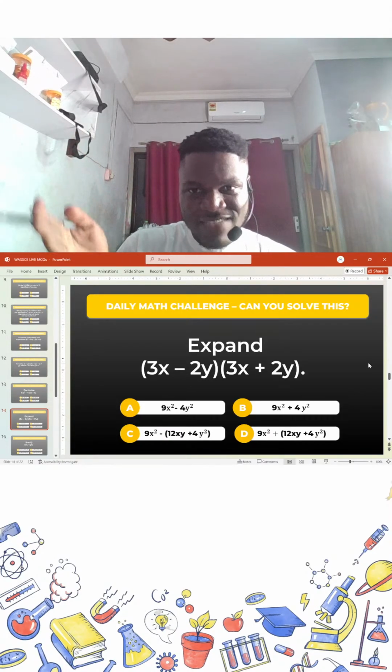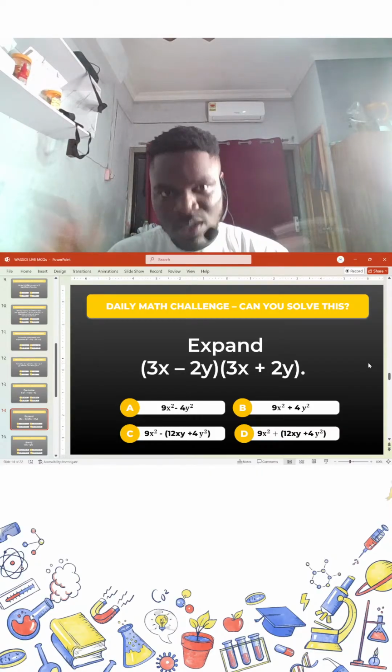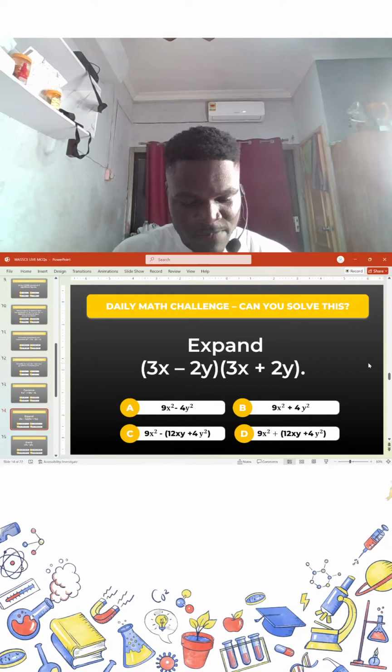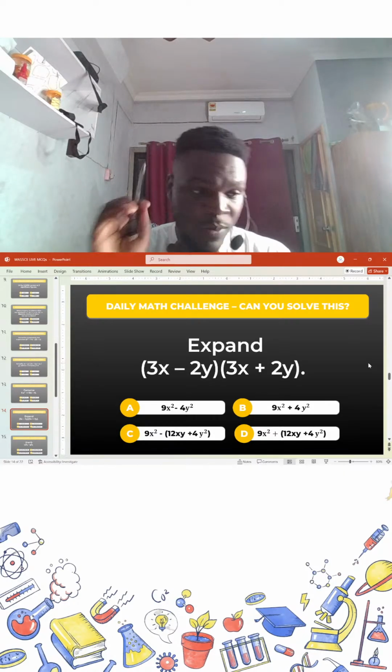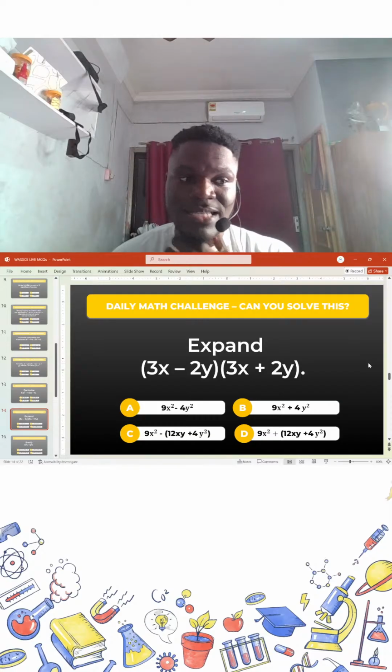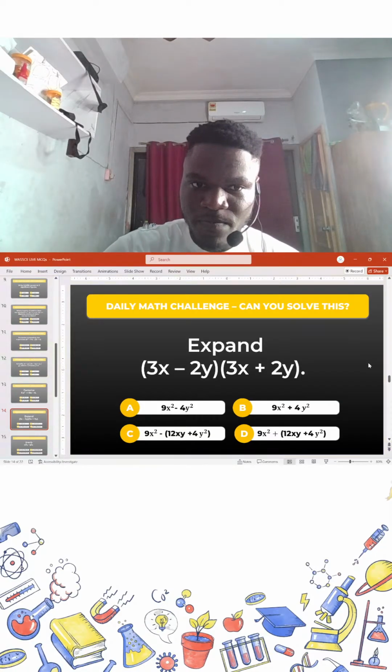So the positive and then negative 6xy will cancel each other out. They will become 0. So you now have the expression 9x squared minus 4y squared as your answer, and that will be option number A. So option number A is our correct answer in this particular problem.